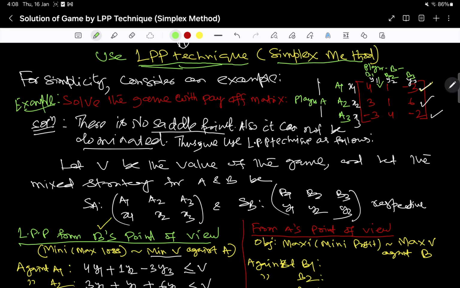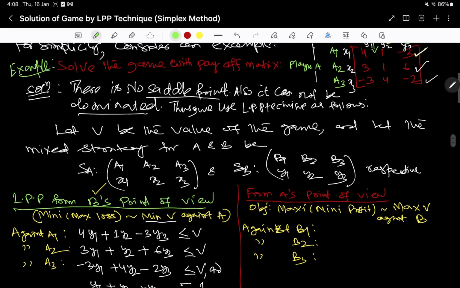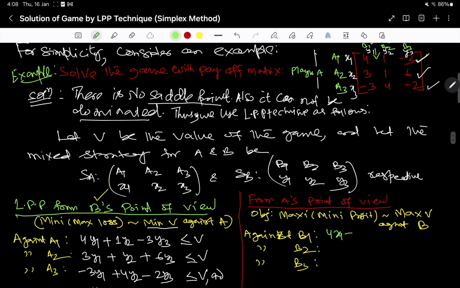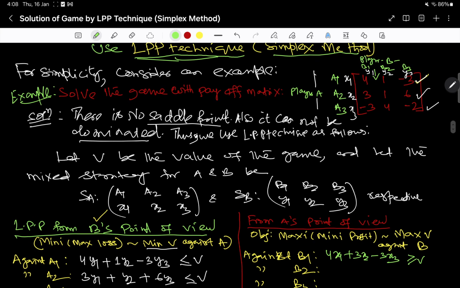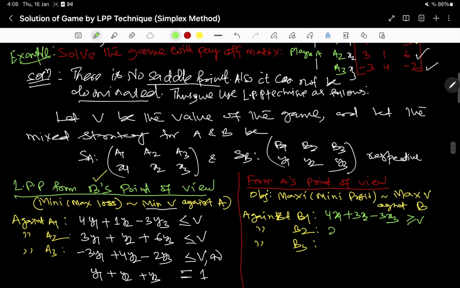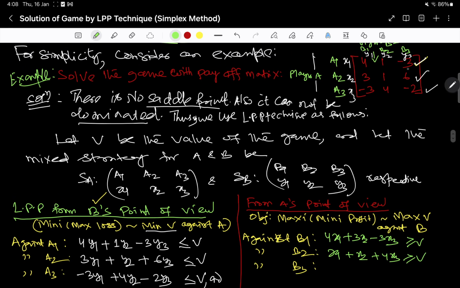From this first column, it is 4x1 plus 3x2 minus 3x3. It should be maximize V, so it should be greater than or equal to V. From the second column, we have x1 plus x2 plus 4x3 greater than or equal to V. And from the third column, minus 3x1 plus 6x2 minus 2x3 is greater than or equal to V.